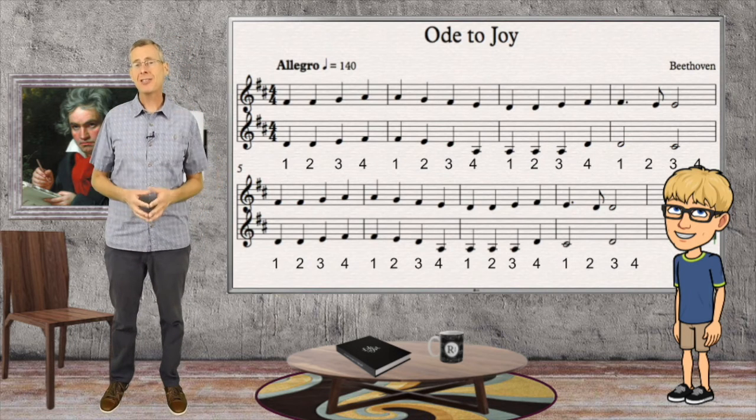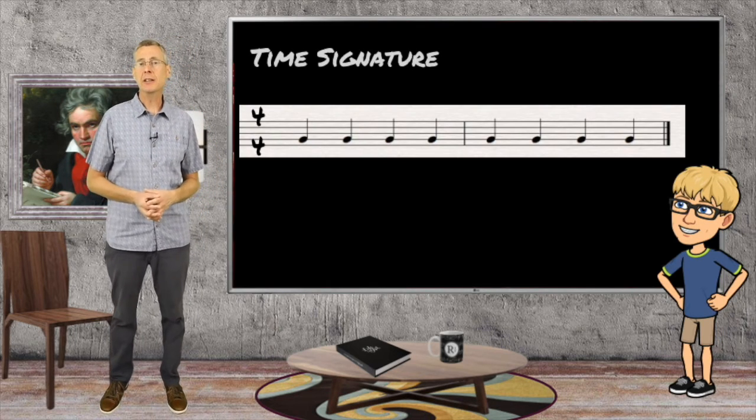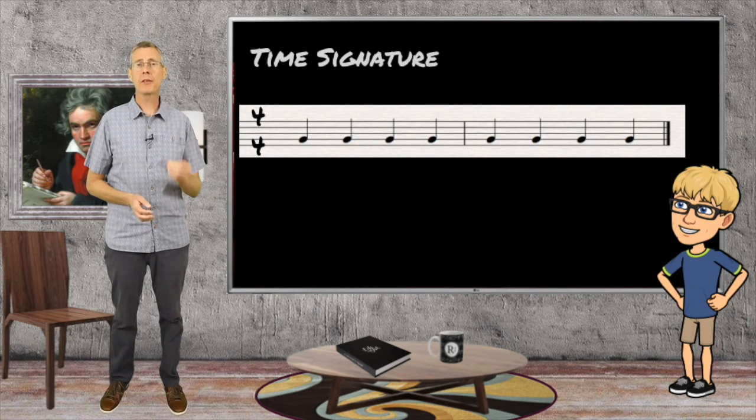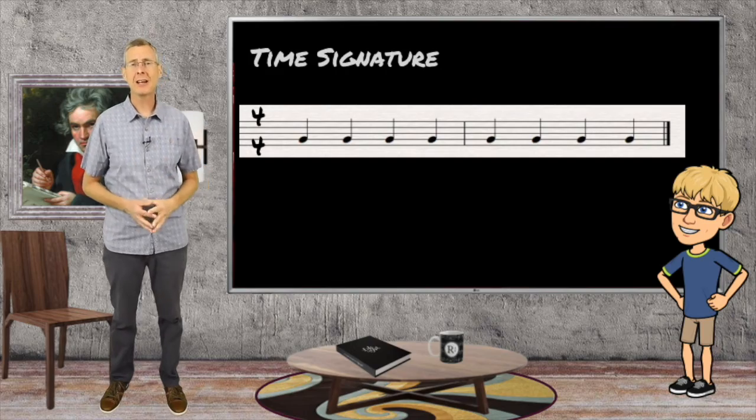All right, here's an example of quadruple time, 4/4 time. So there's the basics of what a time signature is. Now let's sing one more song just to make sure we remember what the top and bottom number means in a time signature.